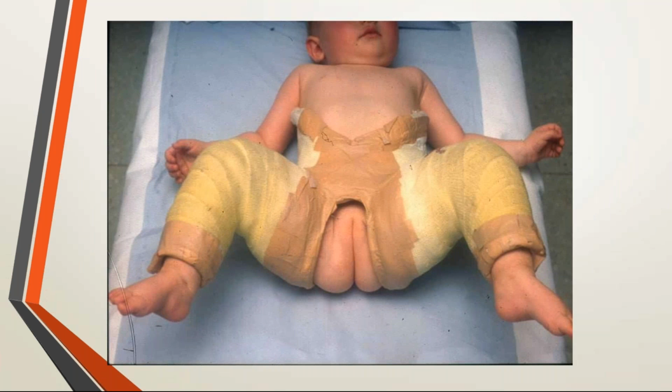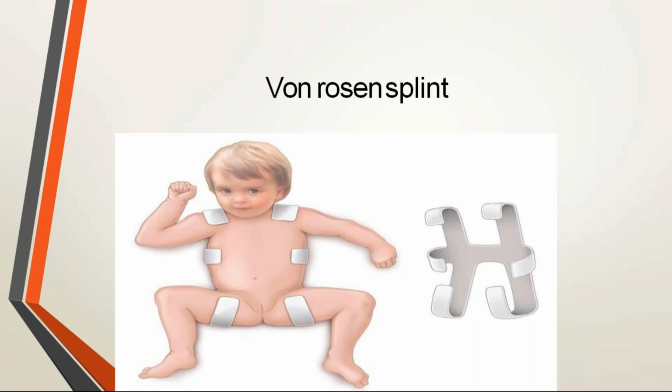This is the Pavlik harness. This is spica, hip spica. This is another way. These days we are not doing this. Von Rosen splint. This is the next stage when the baby has crossed the 6 months, when Pavlik harness is already done. This Von Rosen splint is applied to maintain the abduction. Here you can see 3 thongs, one at the thoracic level, one at the shoulder level, one at the thigh level. This maintains the abduction of the hip joint.